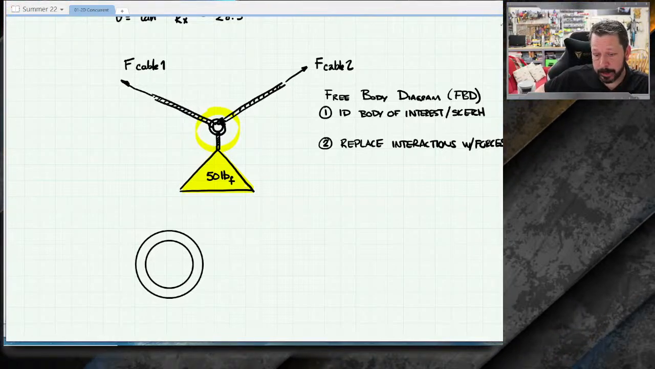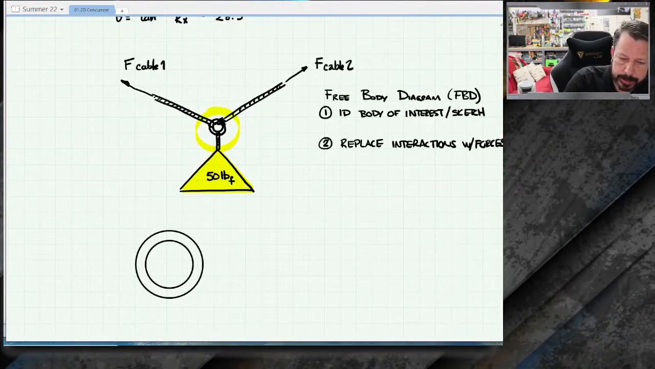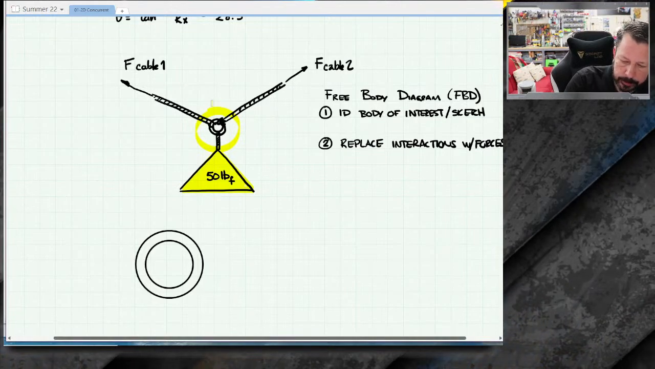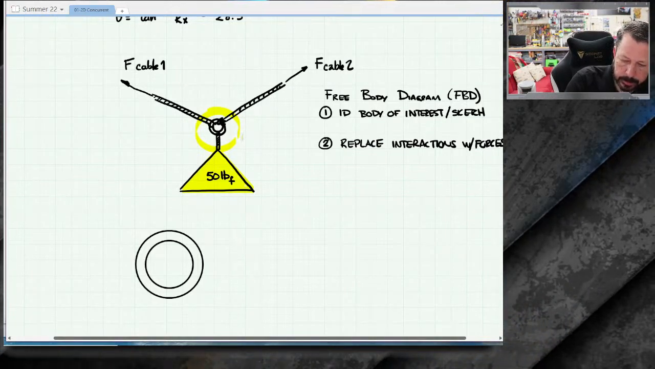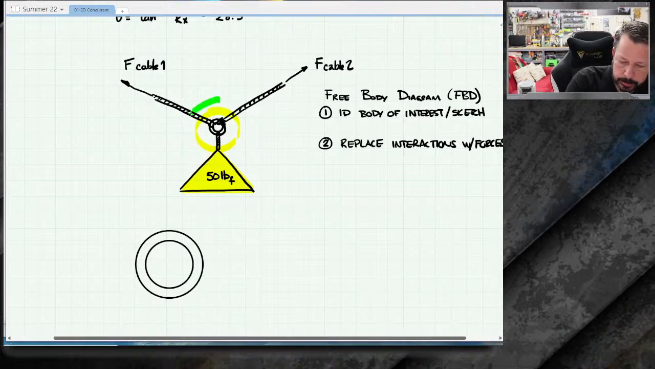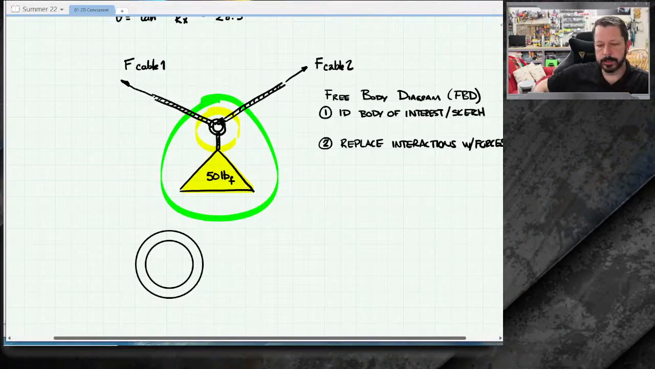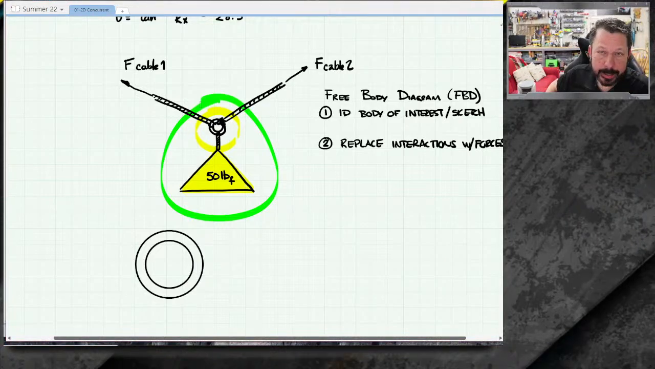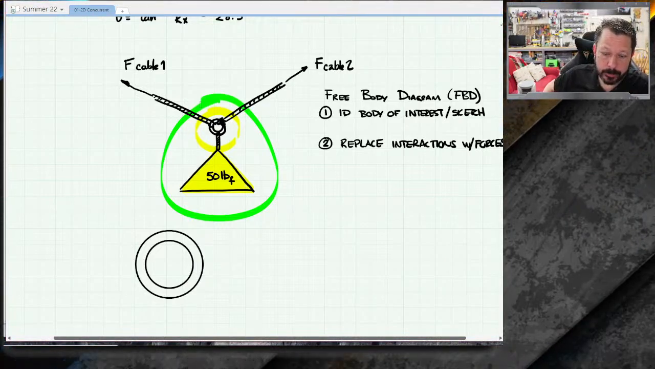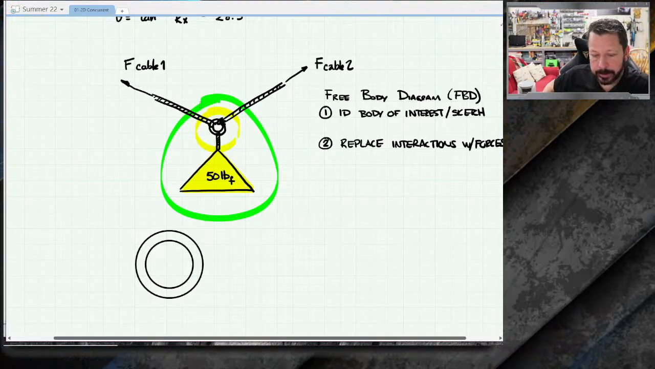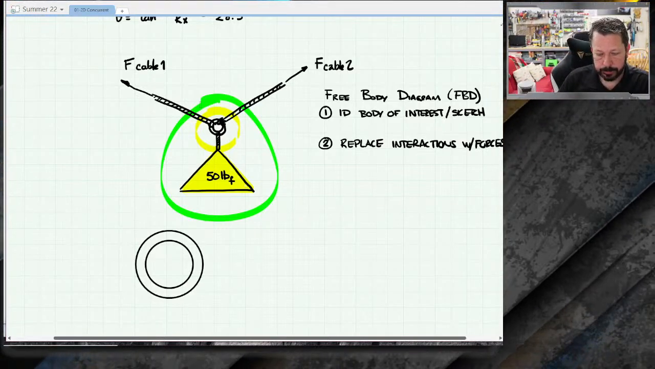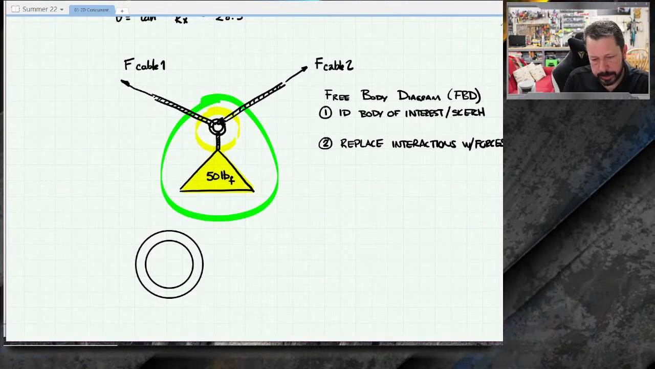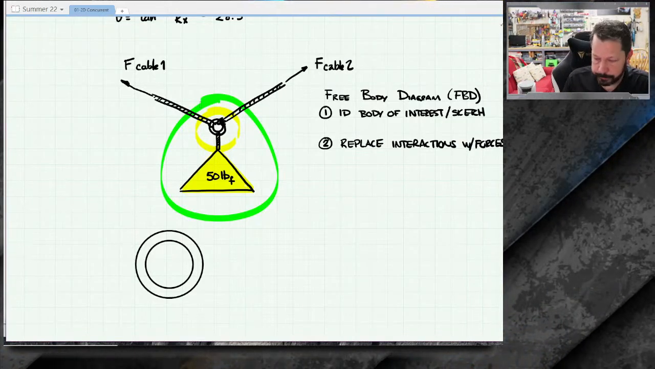Sometimes you can't do that. Maybe you drew your free body diagram as the whole thing, and you included the 50 pounds as part of the diagram. That's totally fine. But now I can't ignore the weight of the 50-pound weight, so I have to include that as a body force. But since I'm just looking at the ring, I don't have to include the weight of the ring.